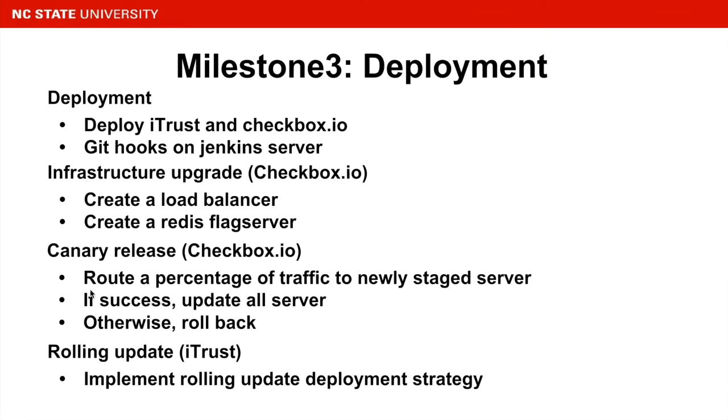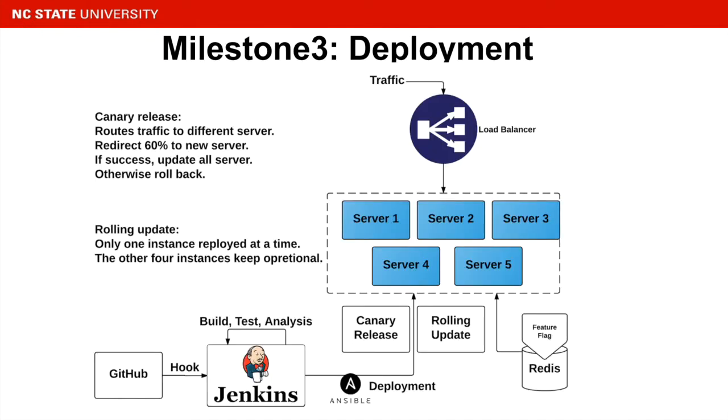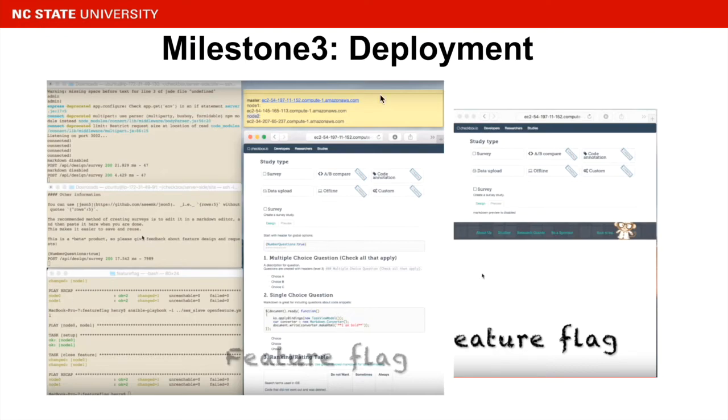Another update way is rolling update, which updates the program on this group of nodes one by one. This is the structure and pipeline of milestone 3. We can see that there are two ways to update those nodes, and there is a load balancer, so it can redirect the request from users to the healthy instances. We also use feature flags. We use Redis to store the state of the feature flags, so that we can control which feature is visible to users and which one is invisible. And here is some screencast of milestone 3.